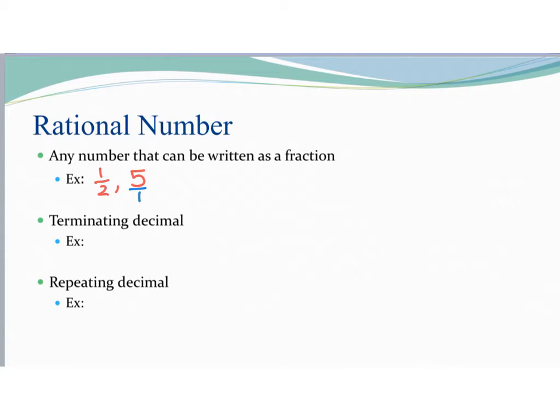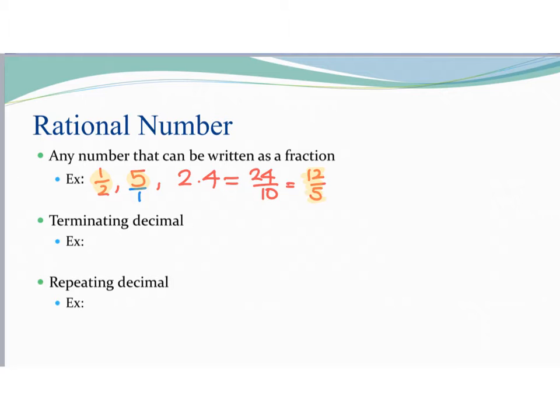And we can also write numbers like 2.4 as a fraction, because this would really be 24/10 or 12/5. So because I can write all of these numbers, 1/2 of course is already in a fractional form, 5 can be written as a fraction, and 2.4 can be written as a fraction. These are all considered rational numbers.